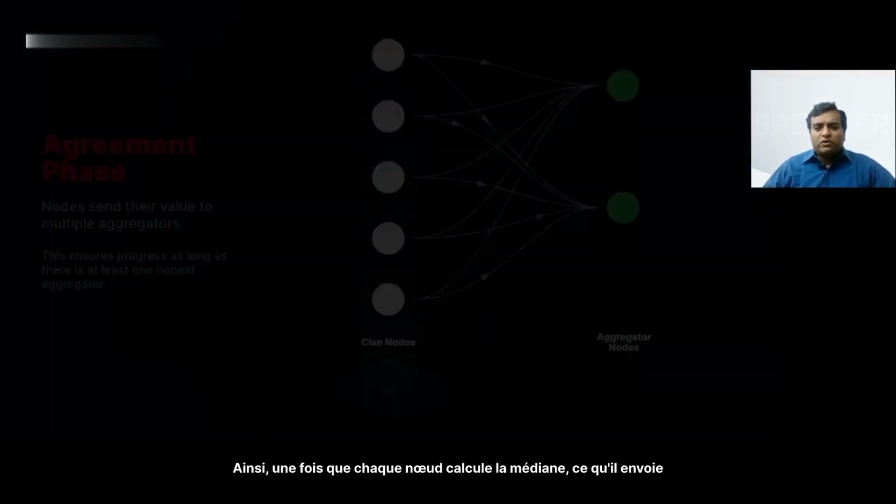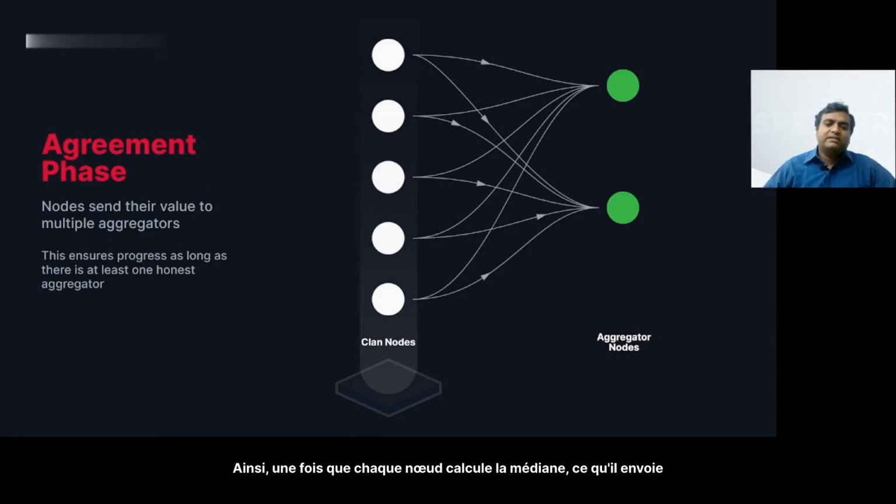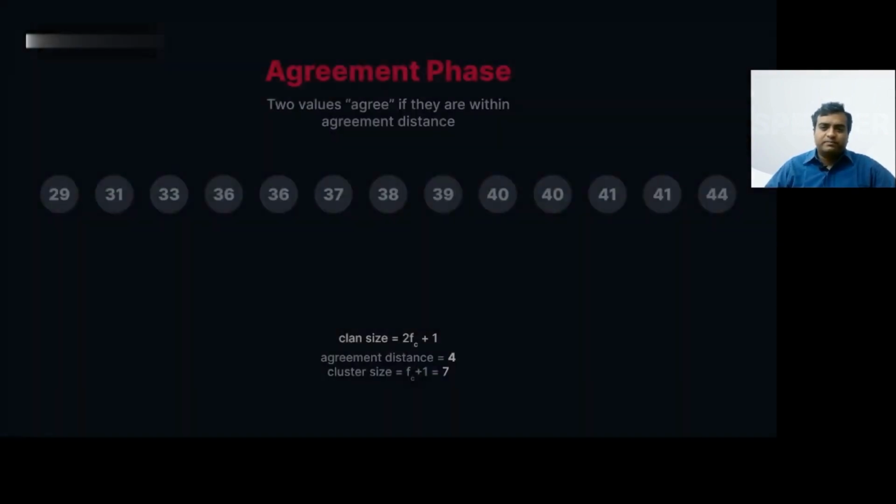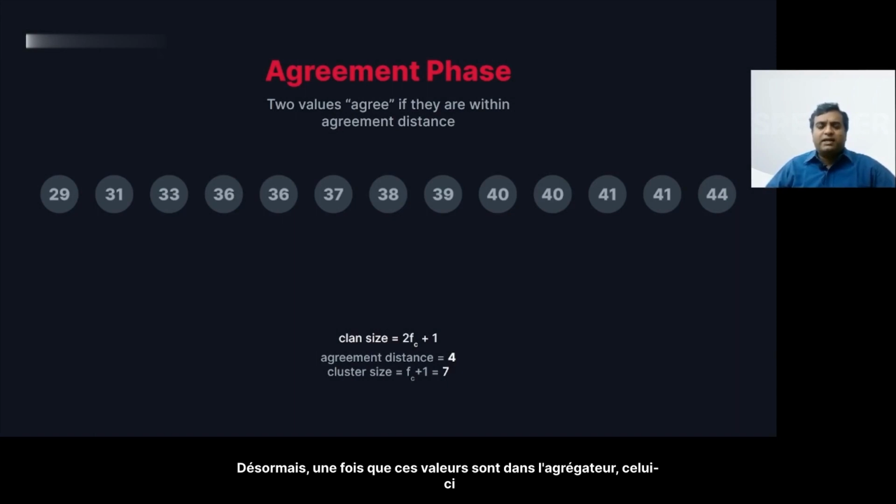So once every node computes their median, they send it to a bunch of aggregators. So we draw a family of aggregators from a tribe so as to ensure that there is at least one honest aggregator. So they're sending their medians to all of the aggregators, these clan nodes. Now, once these values are at the aggregator, it does the following. Our clan size is, let's say, just for example over here, 30. So the aggregator waits till it can form a coherent cluster of at least 7 values.